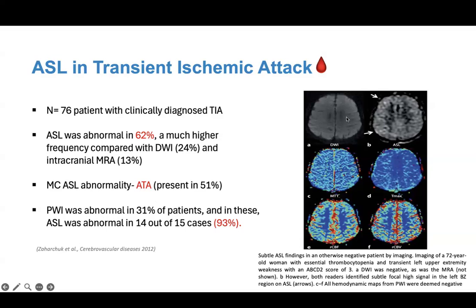Here we can see a patient who came with left upper extremity transient weakness. The diffusion imaging is showing no acute infarct, but ASL is showing a border zone of mildly increased hyperintense signals, and perfusion imaging is showing normal flow.